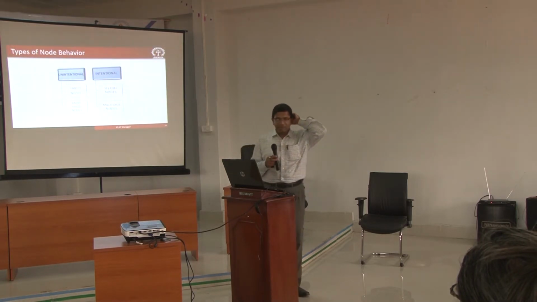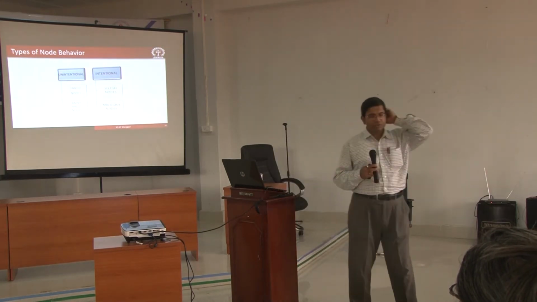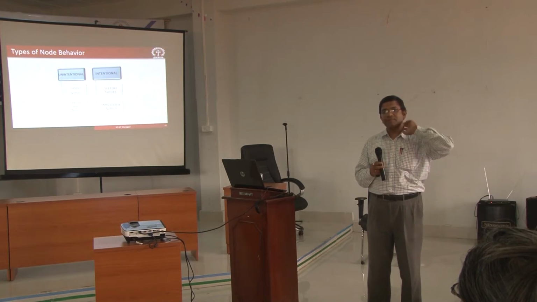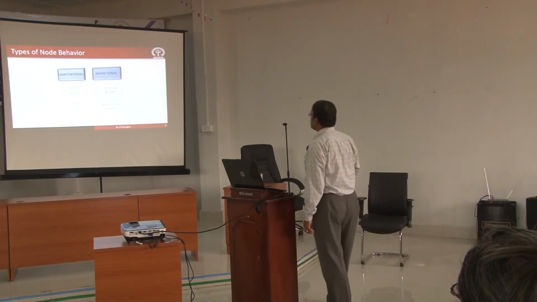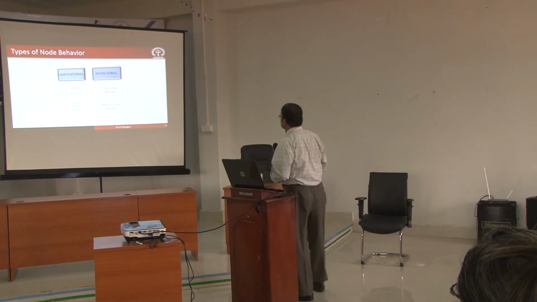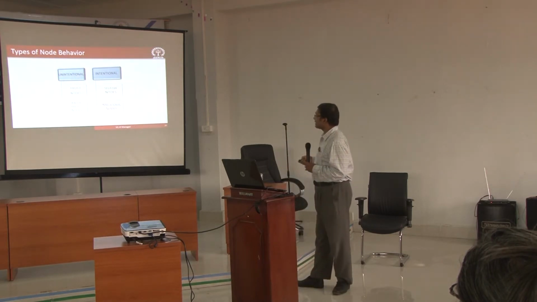So, types of node behavior. Depending on the type of node behavior, these IoT nodes, sensor nodes, can be classified into two types: unintentional misbehavior and intentional misbehavior. In the intentional category, we have the selfish nodes and the malicious nodes. In the unintentional category, we have the failed nodes and the badly failed nodes.